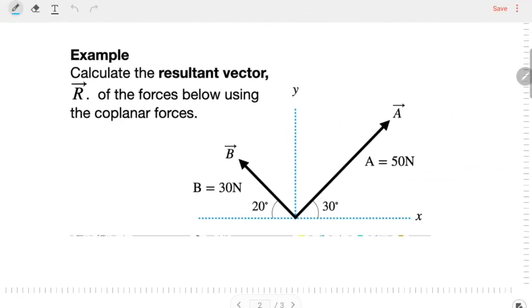Okay, now let's look at this example. In this example, you are given two vectors with different directions, vector A and vector B, and you are required to calculate the resultant force between vector A and vector B. Of course, because there are two vectors, you can use a parallelogram or triangle. But for this example, I want to show you how you can solve it using coplanar forces.